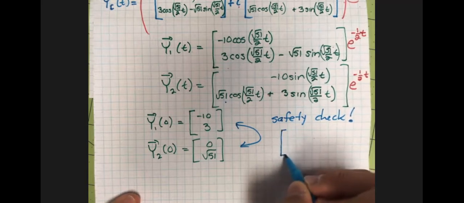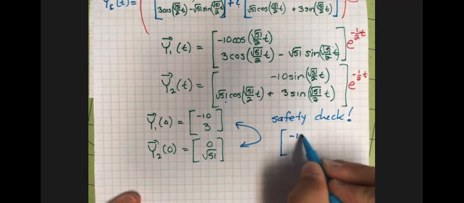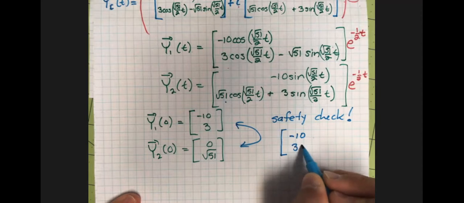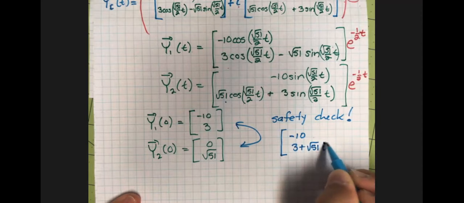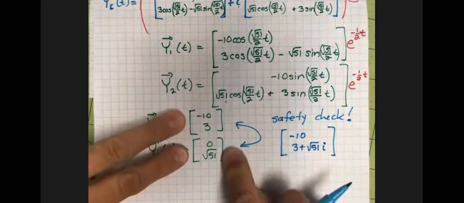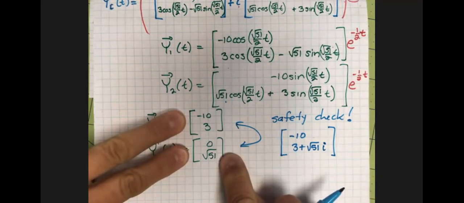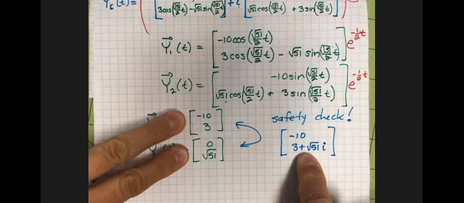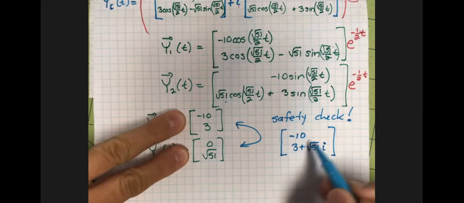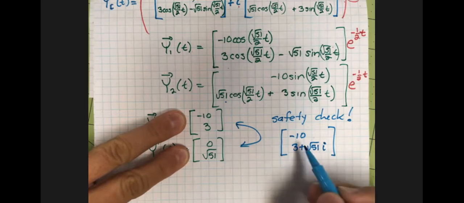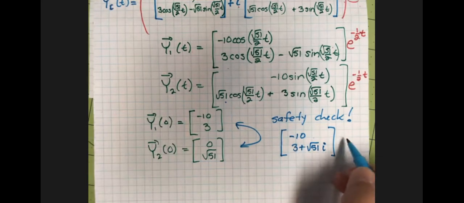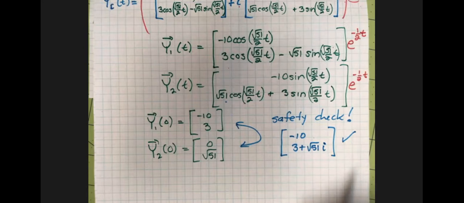Where did those numbers come from? Our complex eigenvector. If you don't see these two sets of numbers coming from your complex eigenvector, minus 10, 3, real part, 0, root 51, imaginary part, if you don't see that, you did something wrong. But now I feel good.